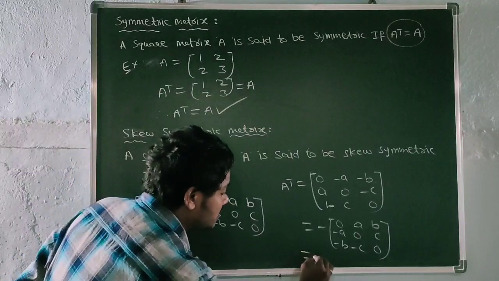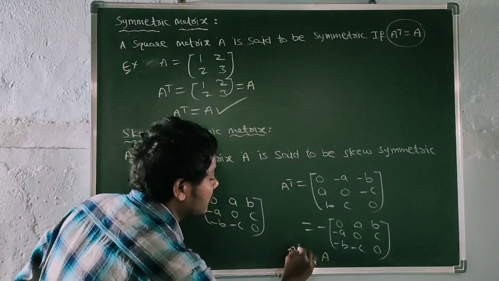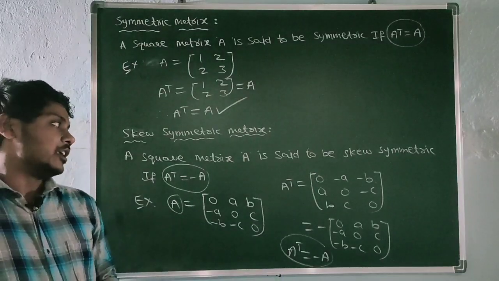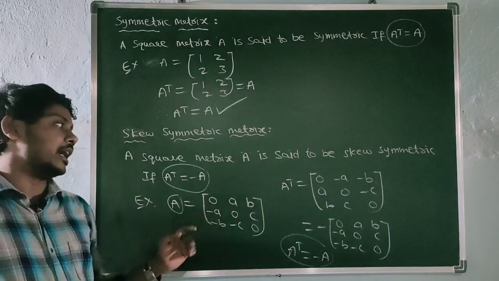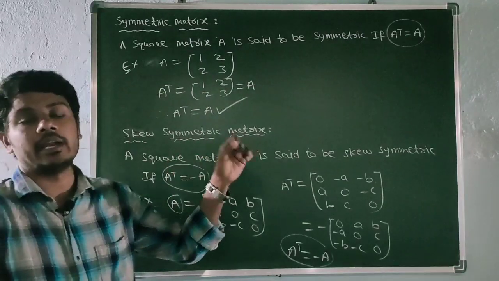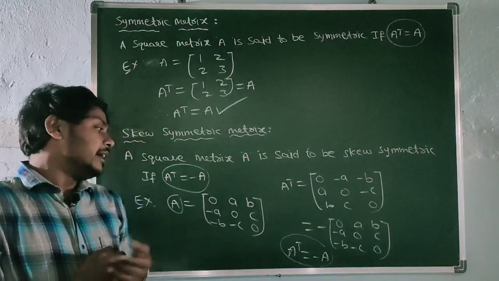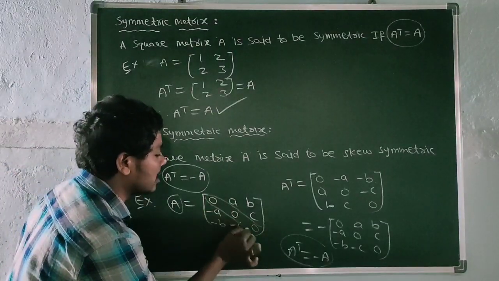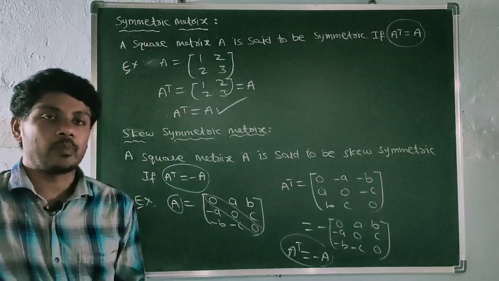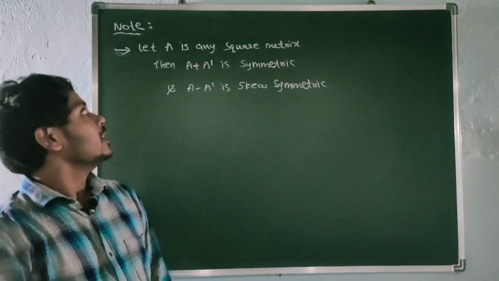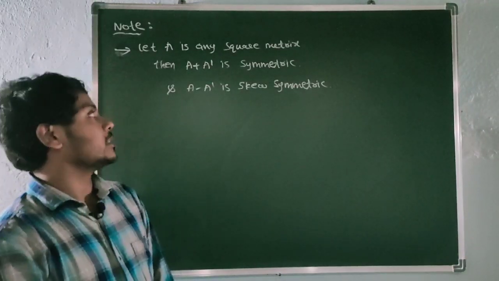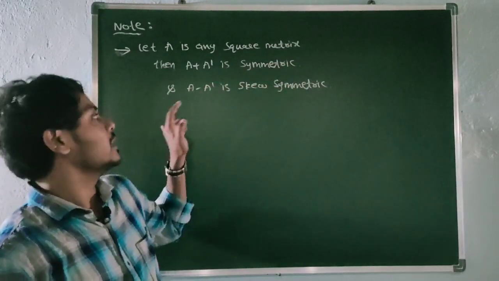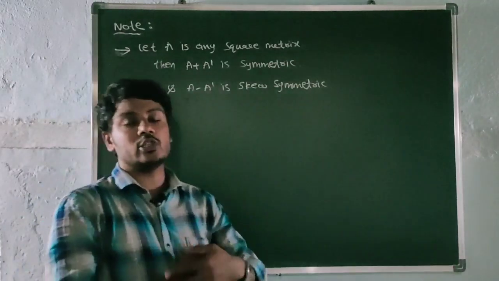So clearly what is this? Minus A. Therefore A transpose is equal to minus A. Therefore, this type of matrix is called a skew symmetric matrix. And in a skew symmetric matrix, the principal diagonal elements are always 0. So here note, let A be any square matrix. Then A plus A transpose is symmetric, A minus A transpose is skew symmetric.